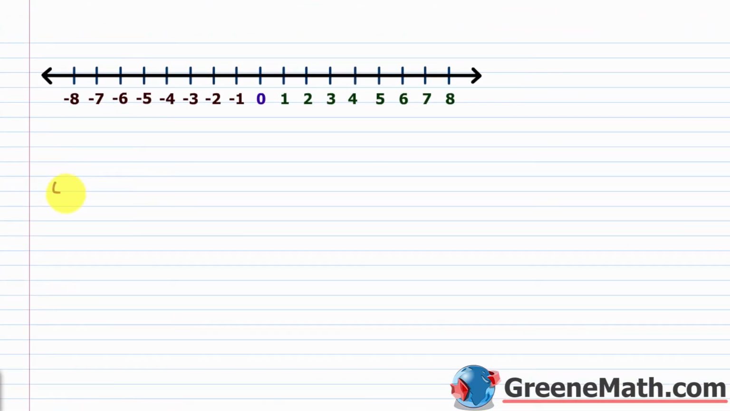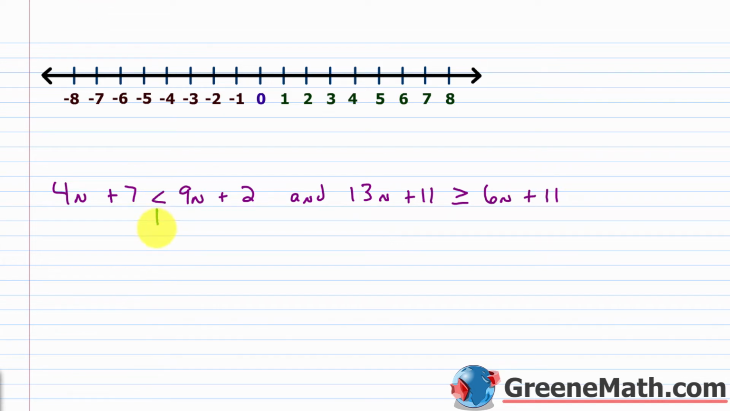So again, we had 4n plus 7 is less than 9n plus 2, and 13n plus 11 is greater than or equal to 6n plus 11. So the solution for this guy was that n is greater than 1. Or we could say in interval notation, you'd have a parenthesis, a 1, an infinity symbol, and a parenthesis. Graphically, I would put a parenthesis at 1, and I'd shade everything to the right.